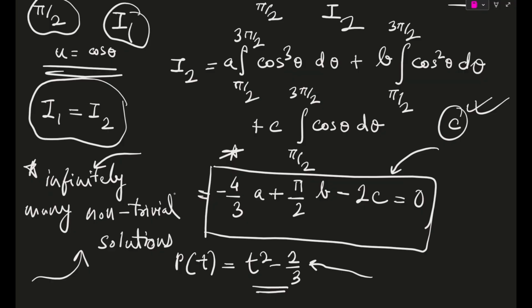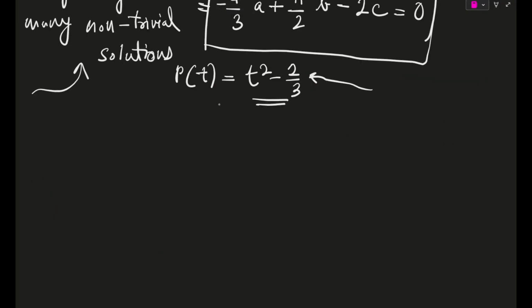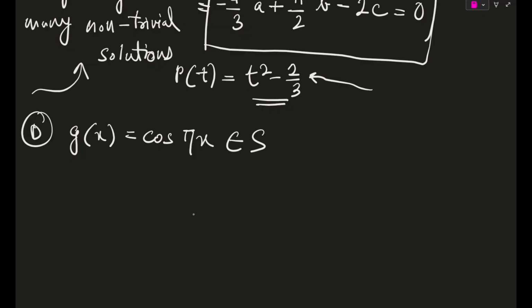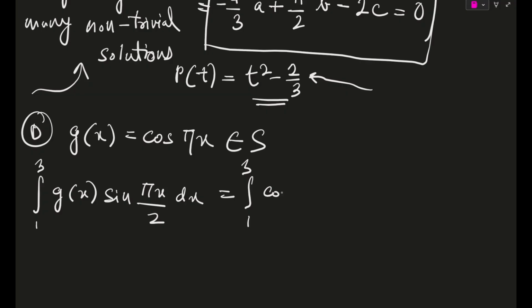So let's move on to the last option. In option number D, they have said that g of x equal to cos pi x will be one of the functions in this particular set S, like this will belong to S. To check that is very easy. Integral 1 to 3 of g of x into sine pi x by 2 dx is equal to integral 1 to 3 of cos pi x into sine pi x by 2 dx.